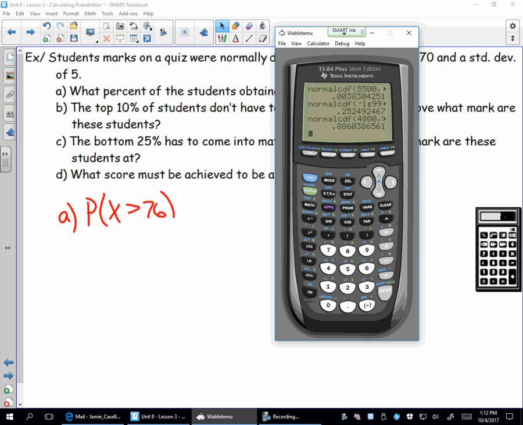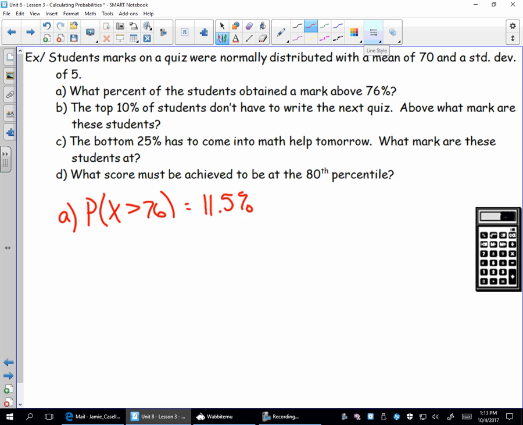Well, graphing calculator. Normal CDF. I want to go from 76 up as high as I possibly can, which in this case is 1E99. Our mean was 70. Our standard deviation is 5. How many kids got above 76? 0.115, or as a percent, 11.5%.